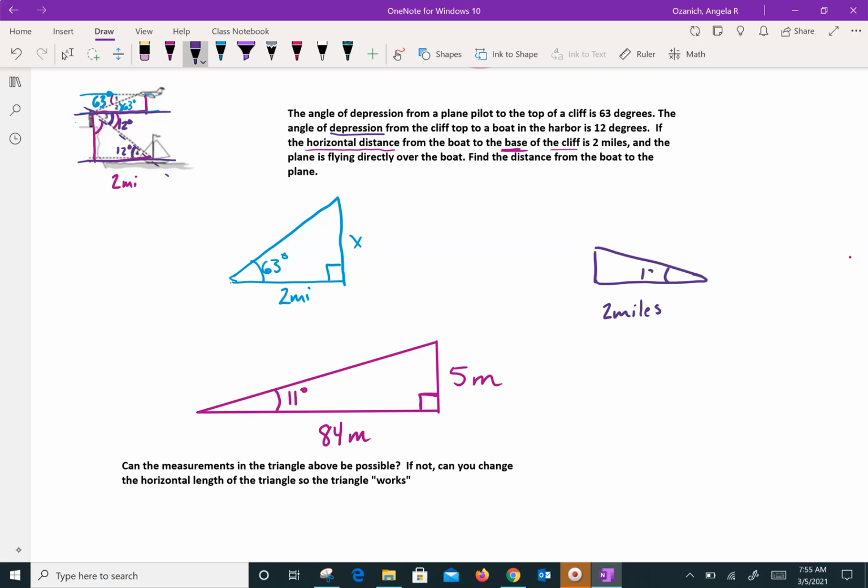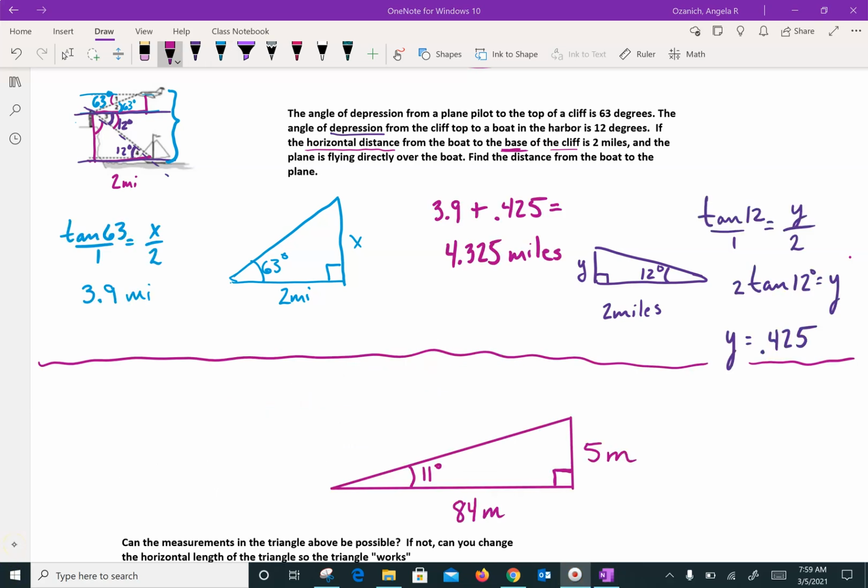Okay, so this is 12 degrees. Here's your right angle, and maybe you're trying to solve for y. You guys solve for x and y, and then again, what we're trying to figure out is the total distance from the plane to the boat. So when you come back from solving that, the answers will be ready to go for you to check your work. Boom, just like that, magic.